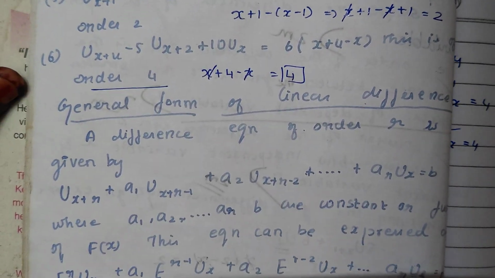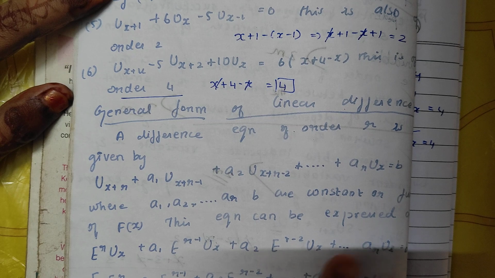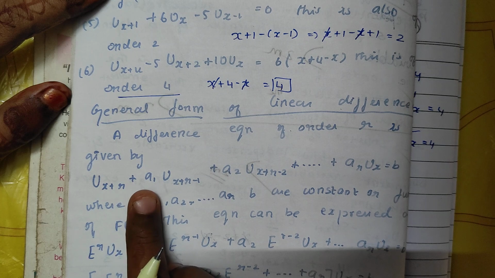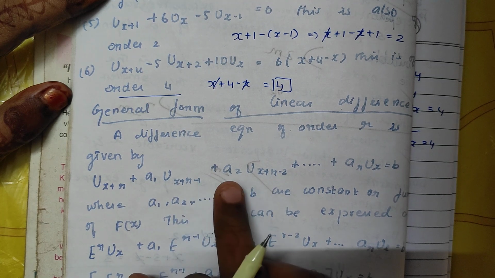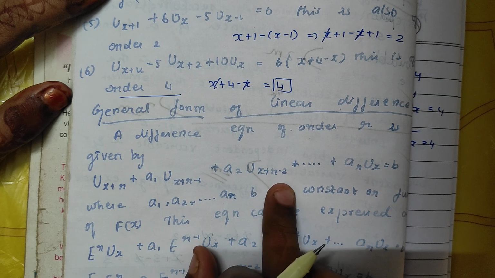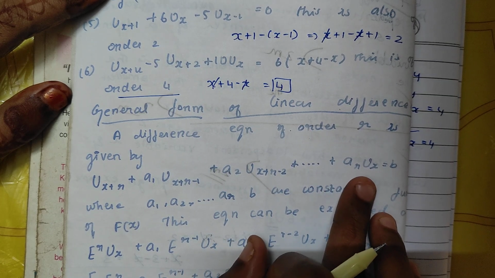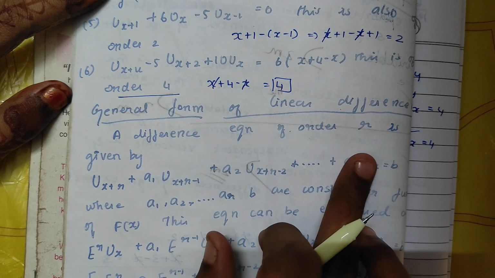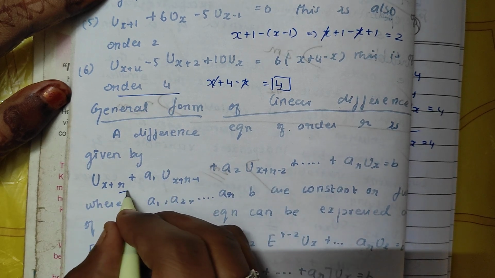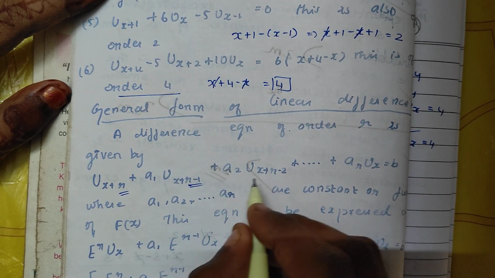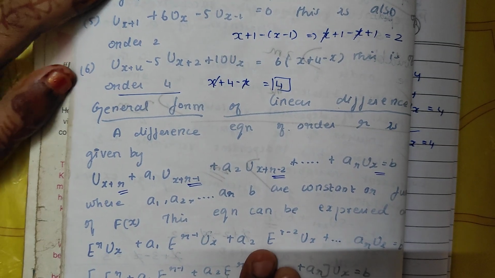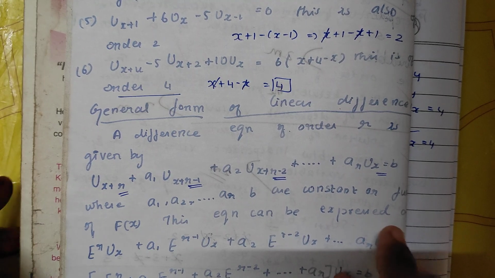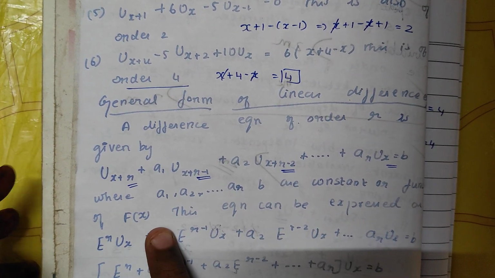Okay. Next we are going to see the general form of the difference equation. A difference equation of order r is given by u x plus r plus a1 into u x plus r minus 1 plus a2 into u x plus r minus 2 plus up to ar u x is equal to b. This is how we have to write the difference equation of order r. So r will come, r minus 1, r minus 2 till it becomes 0, where a1, a2, ar are constants or functions of x.